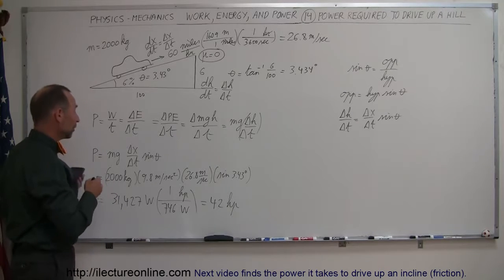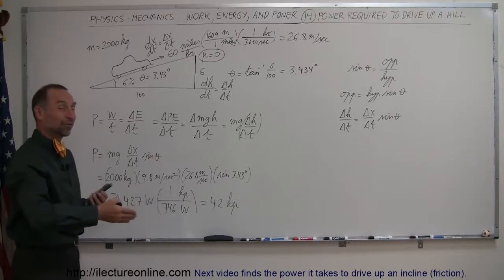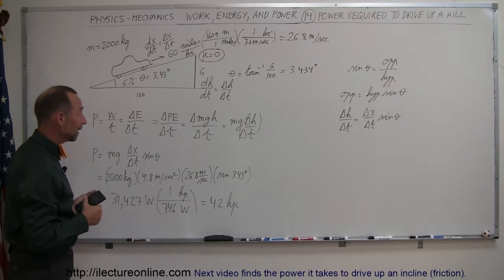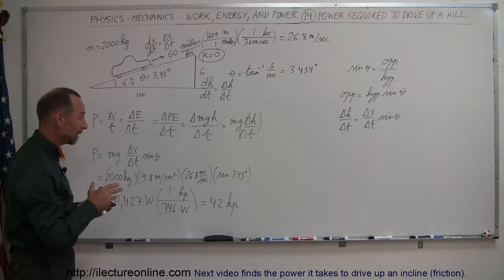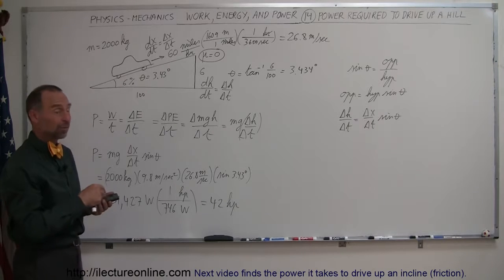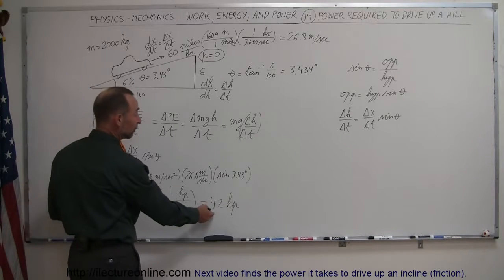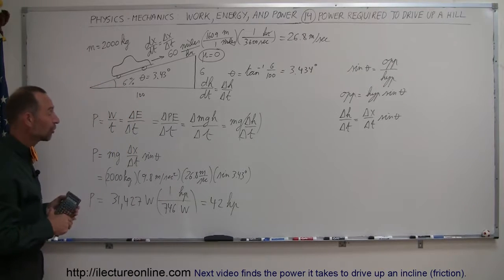Most cars don't use 100% of the energy output of the engine to propel the car. A large amount of energy is lost due to friction and wind resistance and all that. So typically we're talking about a car maybe only 10-20% efficient. So at 10 or 20% efficient, it would need anywhere from 210 to 420 horsepower to drive up that hill that fast. And so not all cars can do that.